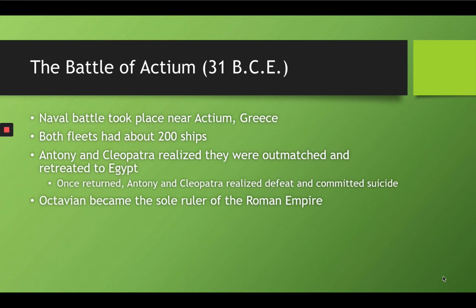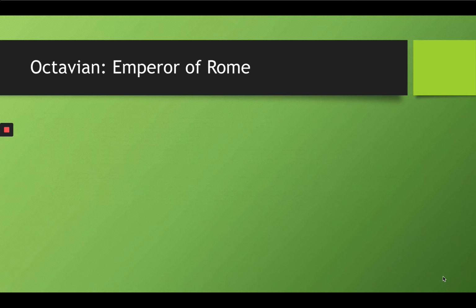So nobody's challenging him anymore, or at least there's no big threat to him anymore, and Octavian is the sole ruler of the Roman Empire. This is a really big deal, because this is what people see as the marked end of the Republic and the beginning of the Empire.